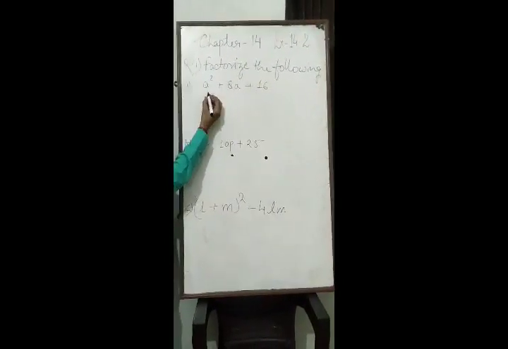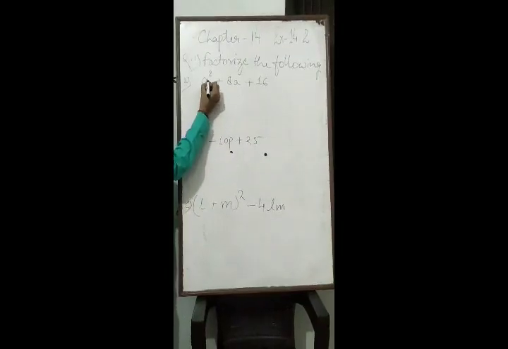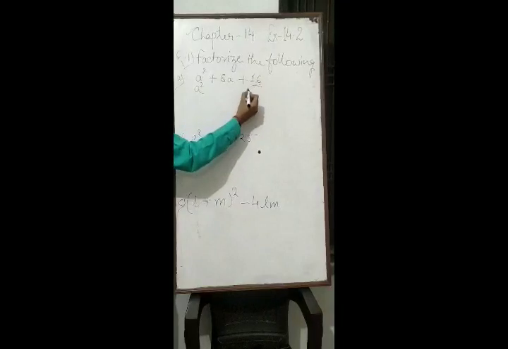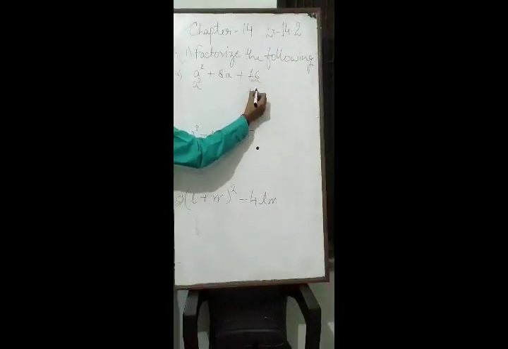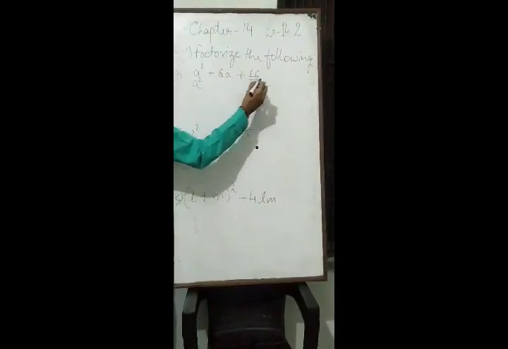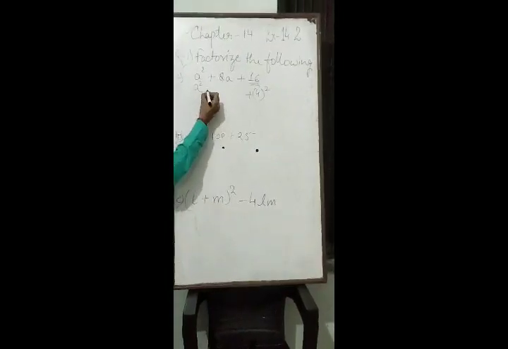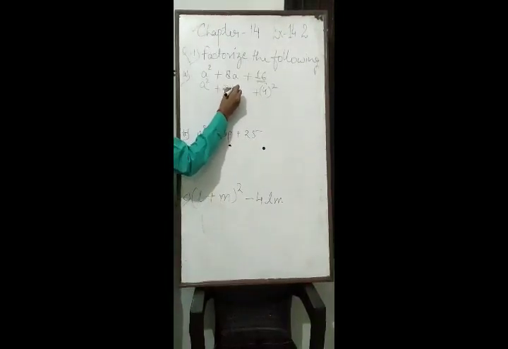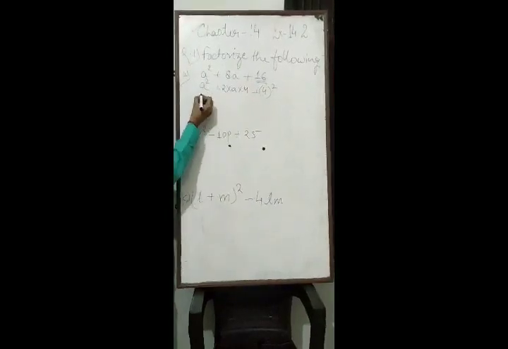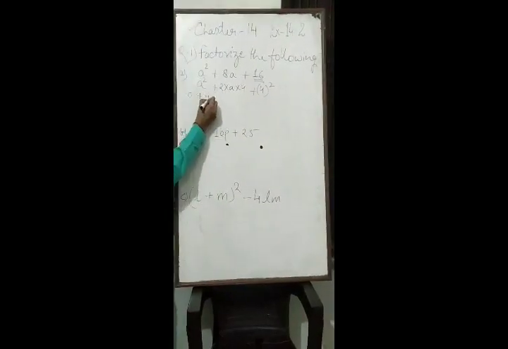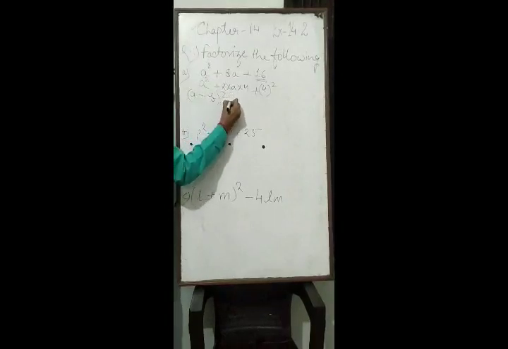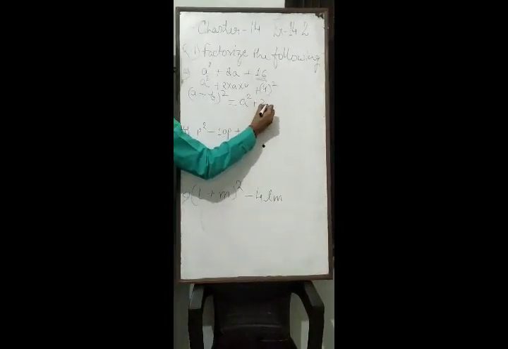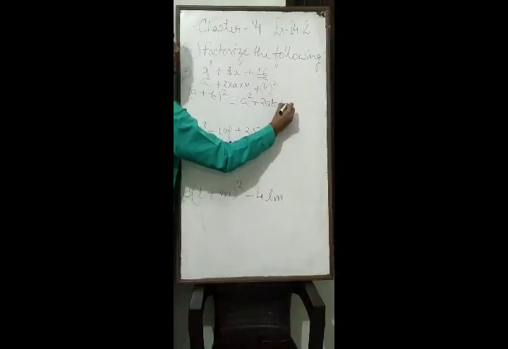Students, firstly we will convert this value like a square. You can see the last term. The last term is 16. We can write this value like 4 square. And 8 is 2 multiply a multiply 4. So now we can compare this value by the identity. Which identity? A plus b whole square. That means a square plus 2ab plus b square.